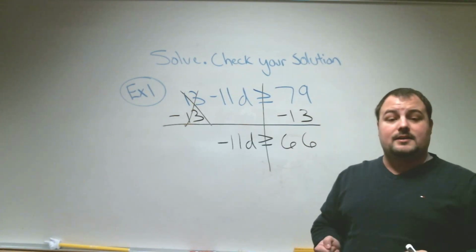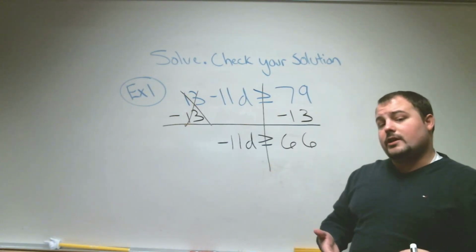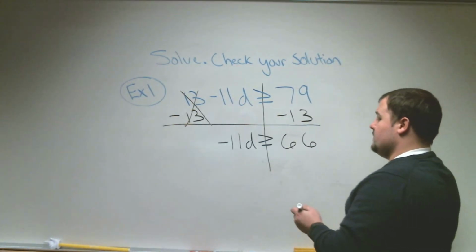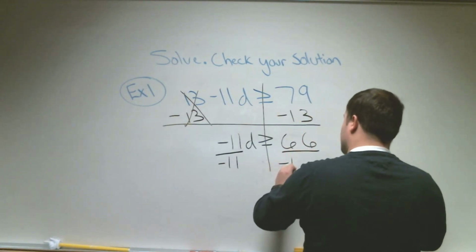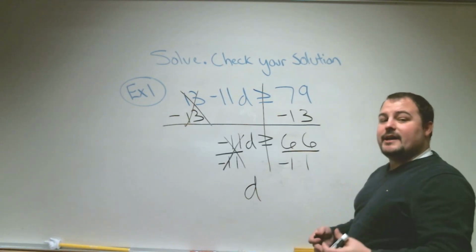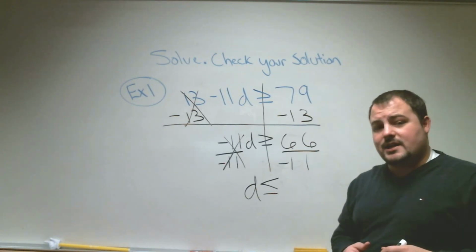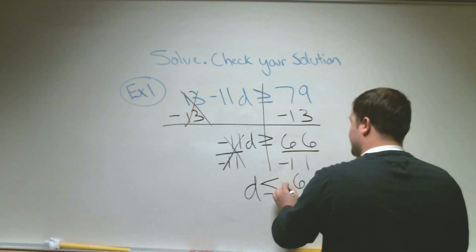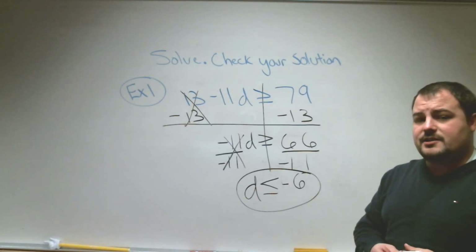Now, this looks just like the previous lesson, Chapter 5, Lesson 2. This is solving an inequality that involves multiplication. And we know to get rid of multiplication, we do division. So we're going to divide by negative 11. And again, the key word is we're dividing by a negative 11. So since we're dividing by a negative, we're going to have to flip our sign. 66 divided by 11 is 6, and a positive divided by a negative is a negative. So our answer is d is less than or equal to negative 6.